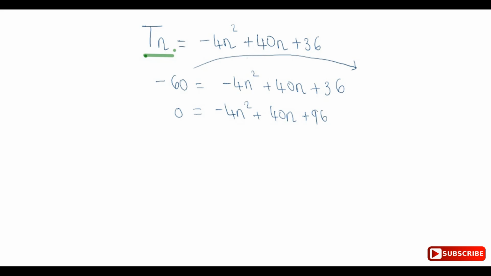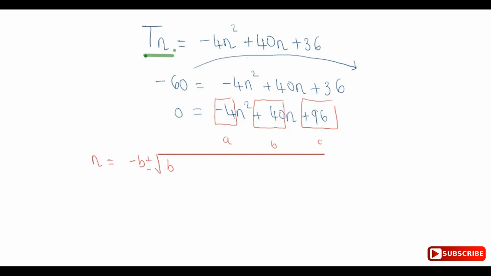And then here, guys, we can simply use the quadratic formula to solve for your n. So this is your A, this is your B, and this is your C. And you're going to simply substitute all these values into your quadratic formula that I'm going to do in red. n is equal to minus B plus or minus the square root of B squared minus 4AC, all over 2A.